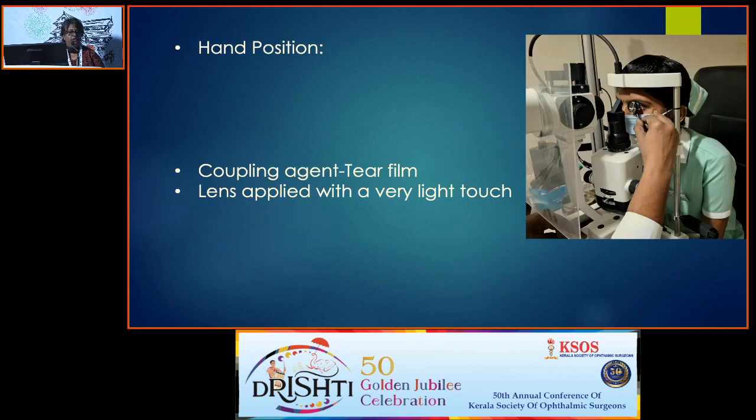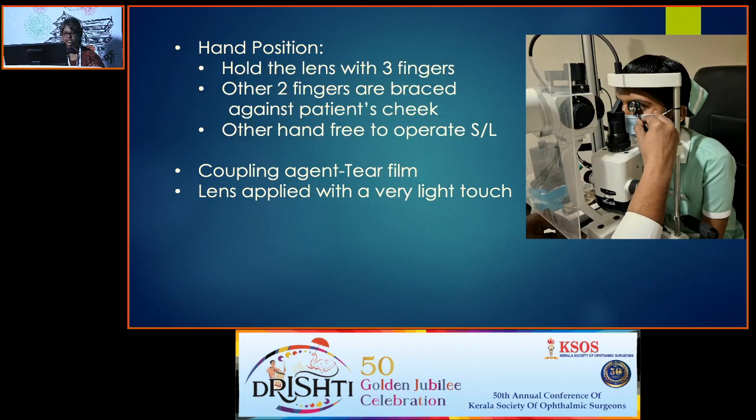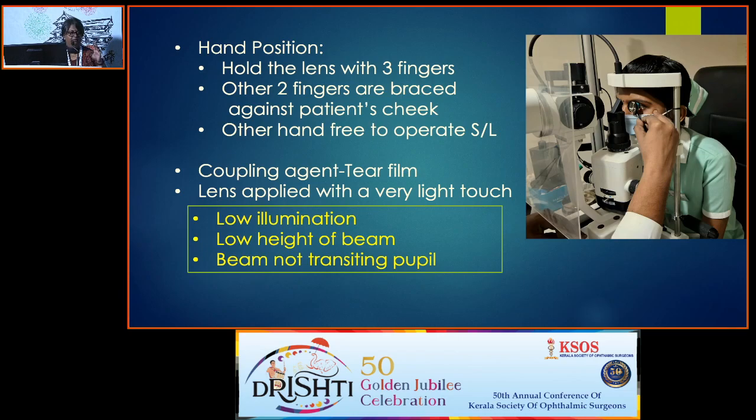Hand position: you hold the gonioscope with 3 fingers. Two of the fingers rest on the patient's cheek, so further pressure is not applied to the patient's eye. The other hand is free to use the slit lamp. The coupling agent is not required here, and the lens is applied with just a touch, in the interpalpebral area only, without touching the lashes as far as possible.